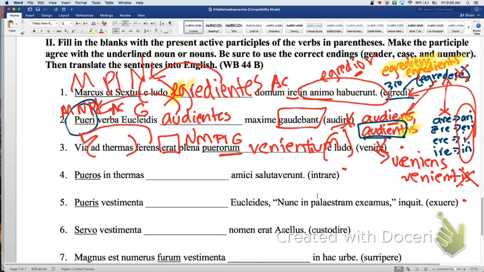I was wondering how you got the ending to change. Because this has to be a third declension ending. Venientium has to be a third.